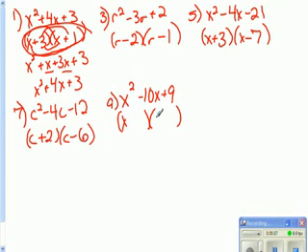X squared means it's going to be x and x. A negative here and a positive here means it's going to be a negative and a negative, because negative times negative is positive. Negative plus negative is negative. We're going to multiply together and get 9 and add and get 10. 3 times 3 is 9, but 3 plus 3 is not 10. 9 times 1 is 9, and 9 plus 1 is 10. Number 11.